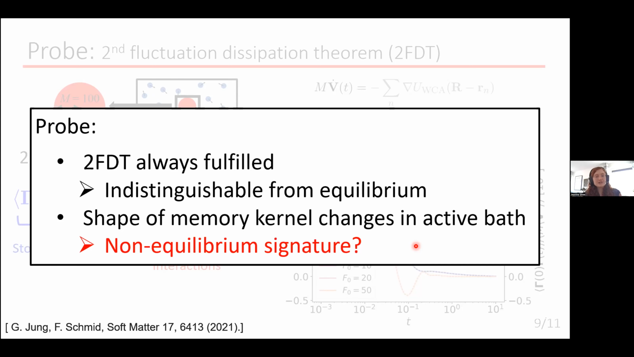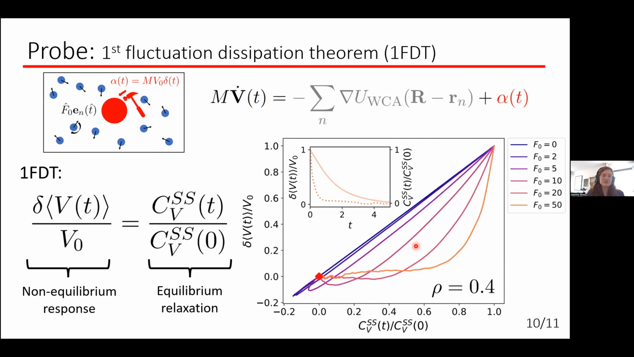So therefore, we're going to go and test one other fluctuation dissipation theorem, which I'll refer to as the first fluctuation dissipation theorem, which relates the non-equilibrium response of a system to its equilibrium relaxation. And the way that we do this is we add a perturbative force to the probe, which you see here, and then we look at its non-equilibrium response and compare it to the equilibrium relaxation, namely the velocity autocorrelation function, which is what you see in this graph here.